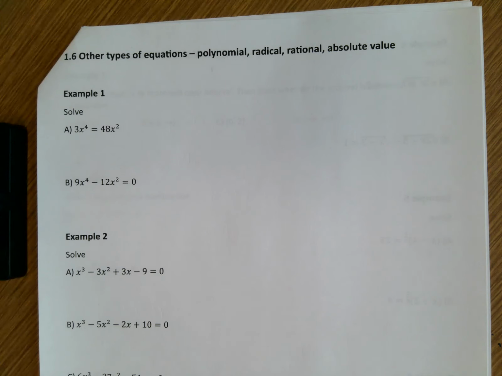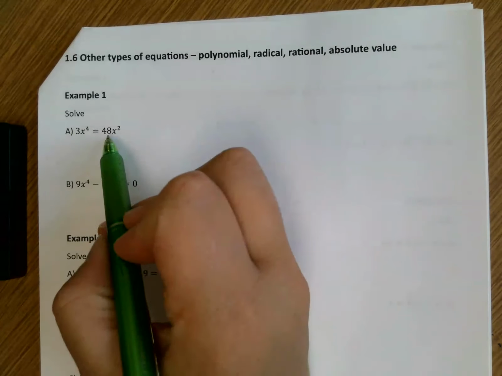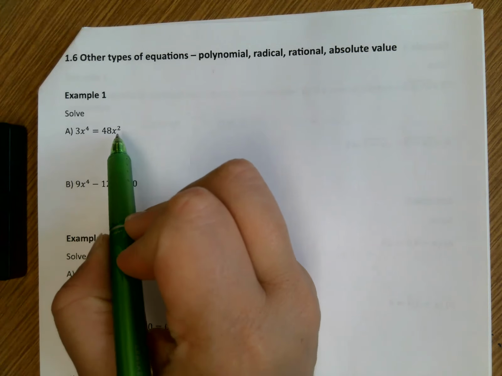1.6, other types of equations. So it should not be new to you that we're going to be doing a lot of solving today, like we've done in the past. There are two x's there, so that means we have to set this equal to 0. So first I have to move this over because there's x to the fourth and x squared.